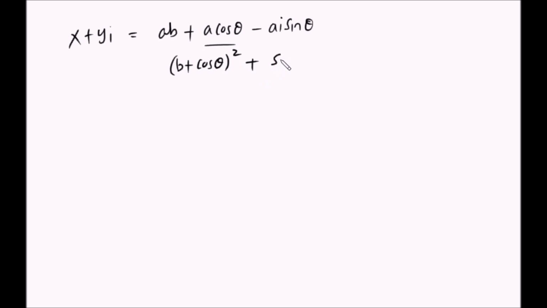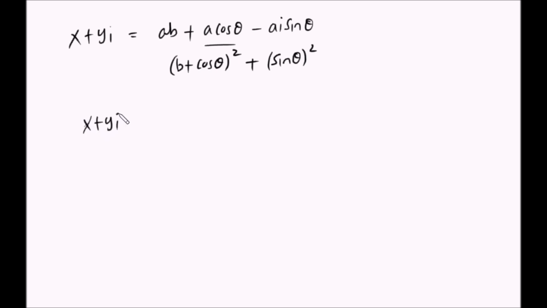X plus yi is going to be equal to ab plus a cos theta minus ai sin theta over, this one is b plus cos theta squared plus sin theta, the imaginary part, squared. Simplify it further now.